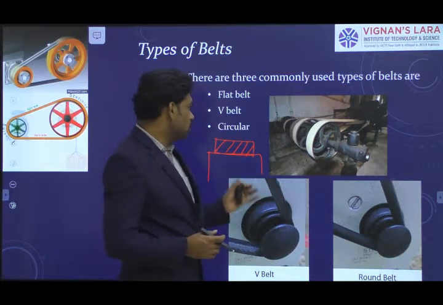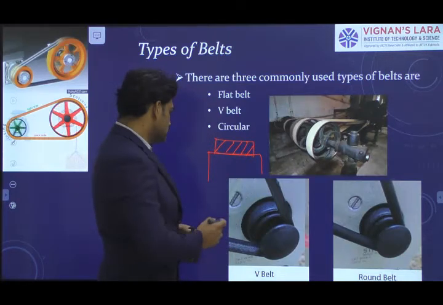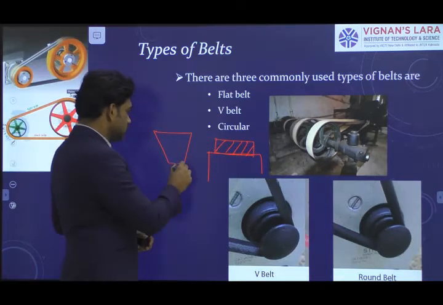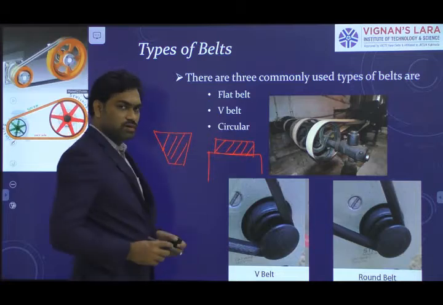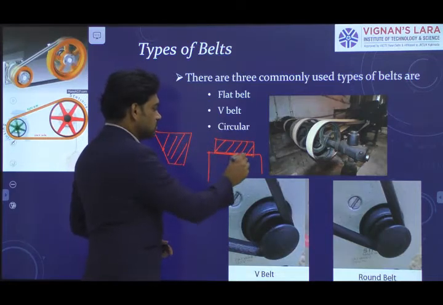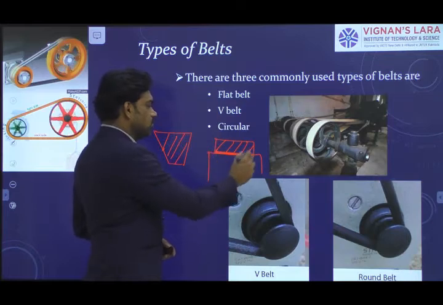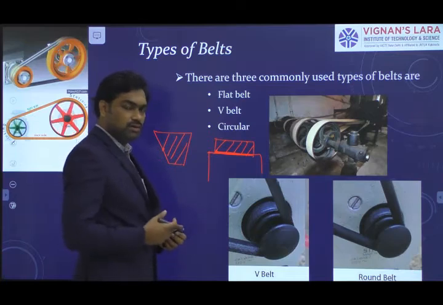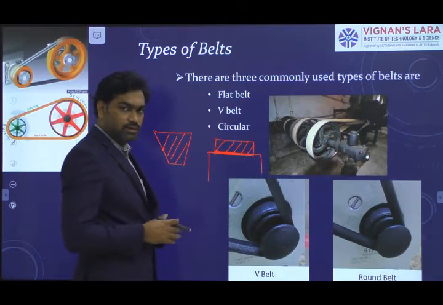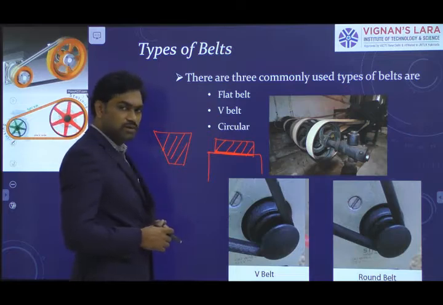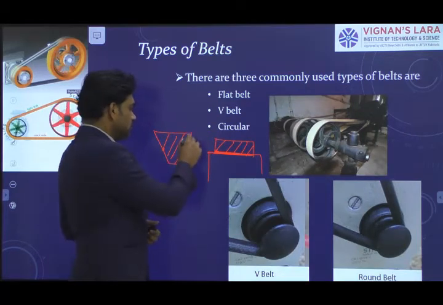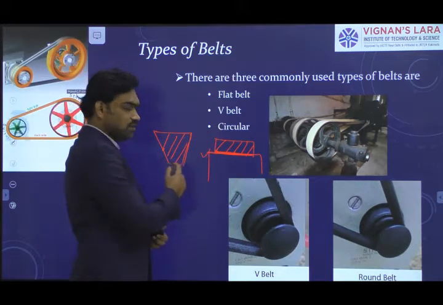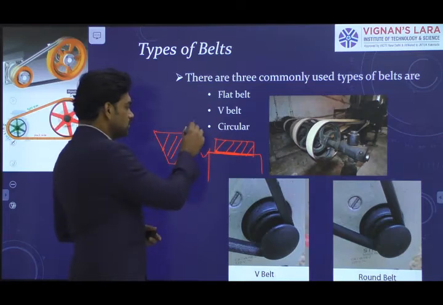And there is one more type of belt, that is the V belt. Here the cross section of the belt is trapezoidal in shape. If you observe clearly, in flat belts only the bottom face of the belt is in contact with the pulley, which uses the frictional force between the two surfaces. But coming to this trapezoidal section of the belt, flat pulleys are not suitable for this type. We require grooved pulleys, that is, V-shaped pulleys.